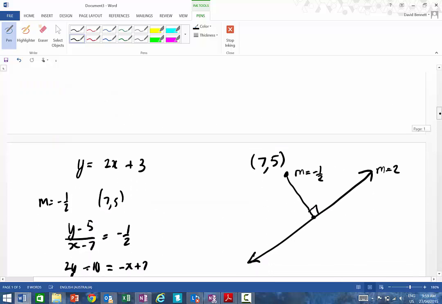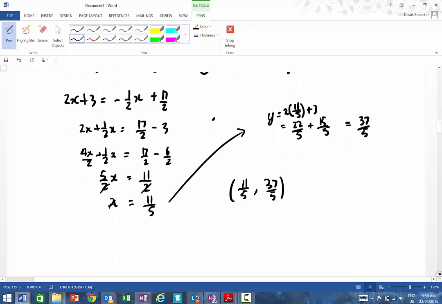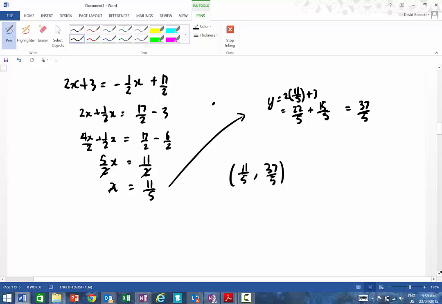So when x is equal to 11 on 5, y is going to be equal to 2 lots of 11 on 5 plus 3. And so that's going to be equal to 22 on 5 plus 3, which is 15 on 5. So that's going to give you 37 on 5. So that's the point there, 37 on 5. I will show you in class how to do that using technology. You can do that simultaneous equations quite easily as well.